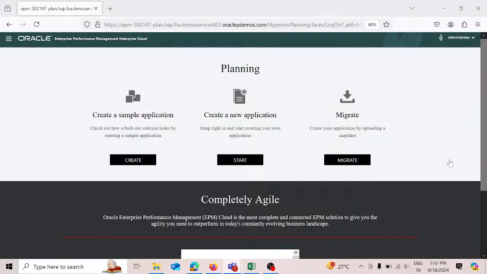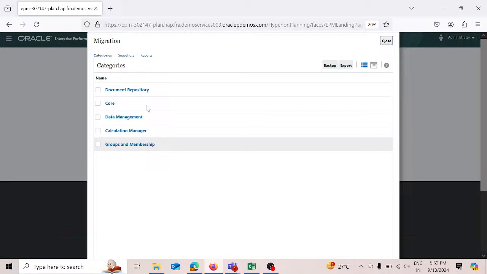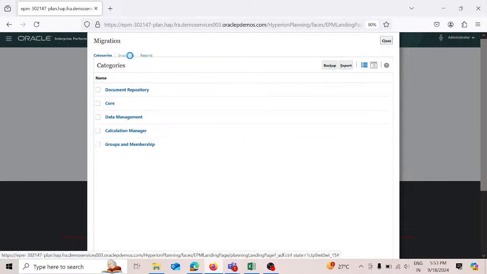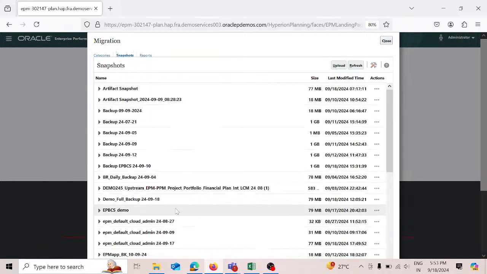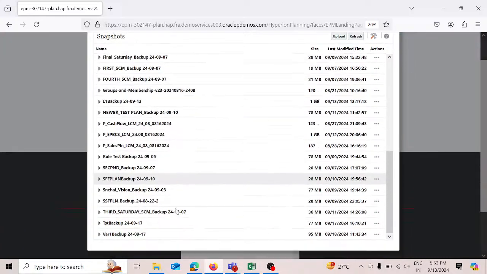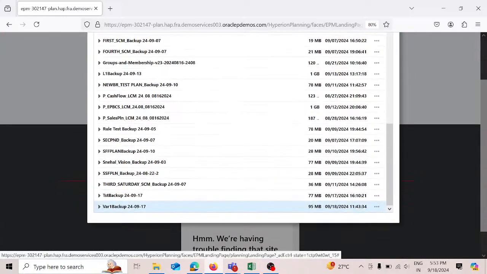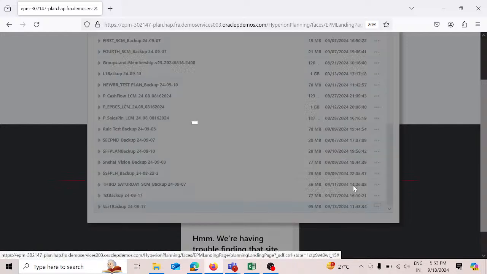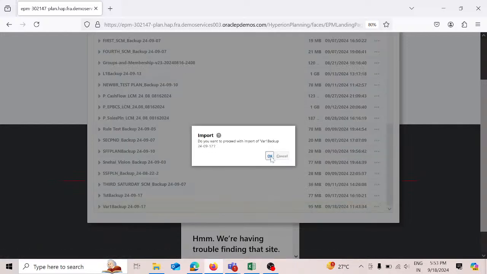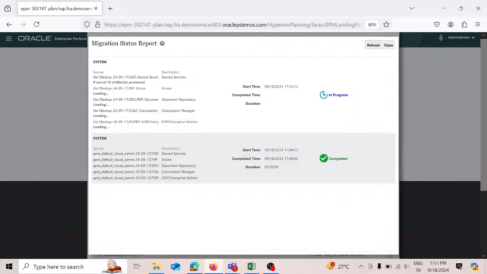Okay, well, I'll migrate, but this will be very time consuming right now. I'll migrate the snapshots. Okay, this is in progress.